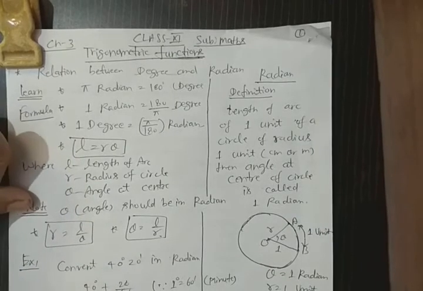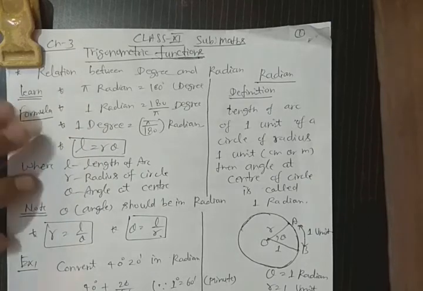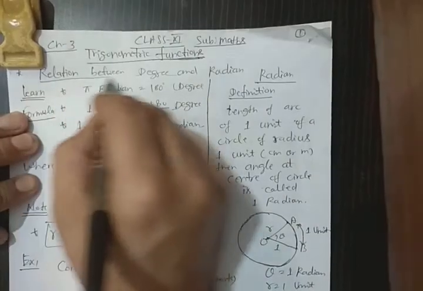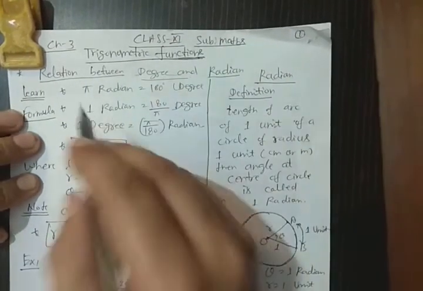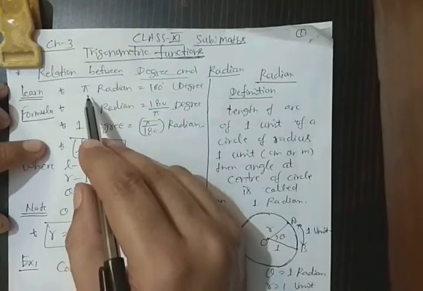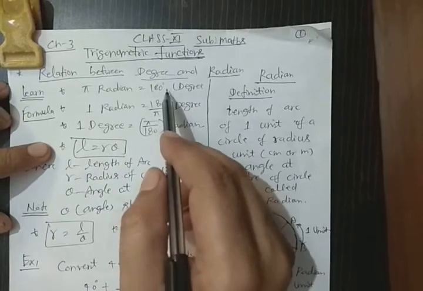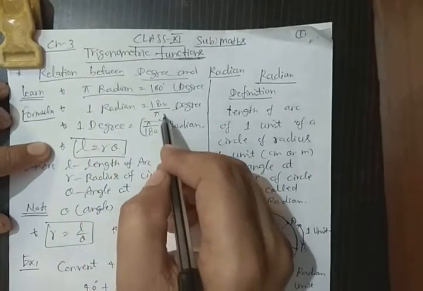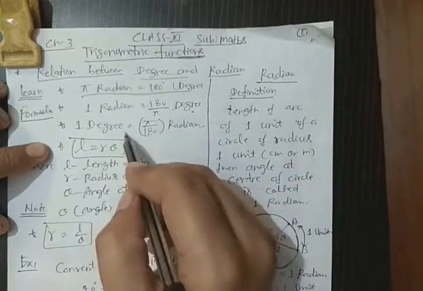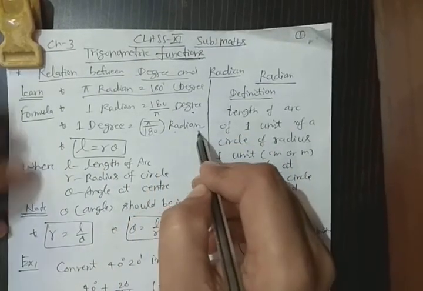Class 11, subject mathematics, chapter 3, trigonometric functions. First point is important points: relation between degree and radian. Since we know that pi radian is equal to 180 degrees, 1 radian is equal to 180 upon pi degrees, or 1 degree is equal to pi upon 180 radians.